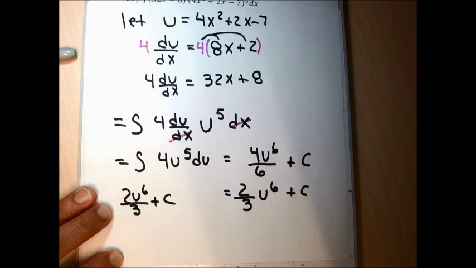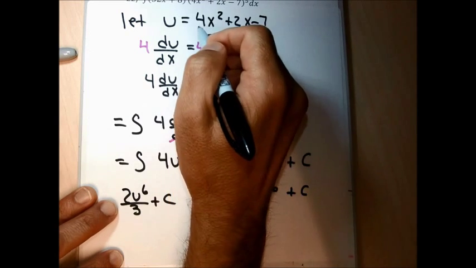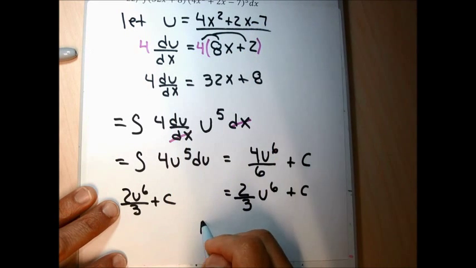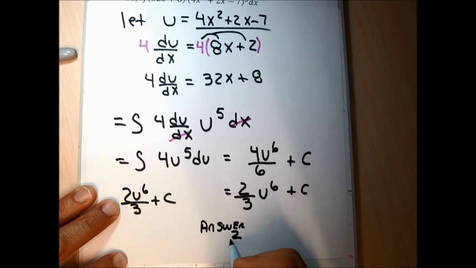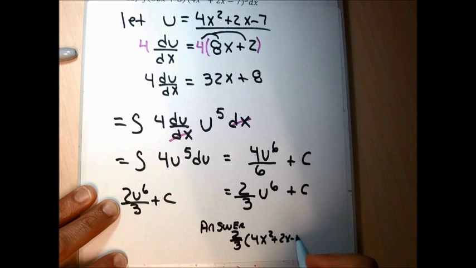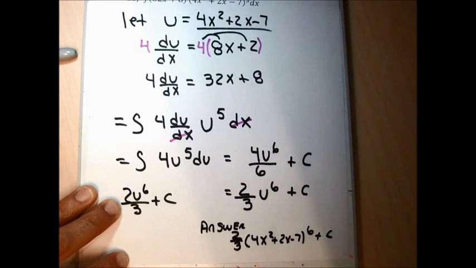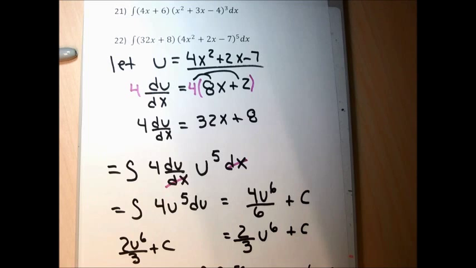I'm not done because I haven't changed the u to what it's equal to. I'm just going to change the u to what it's equal to, and I'll have an answer. So my answer is going to be 2/3 times 4x squared plus 2x minus 7 to the 6 plus c. So give 21 a go.